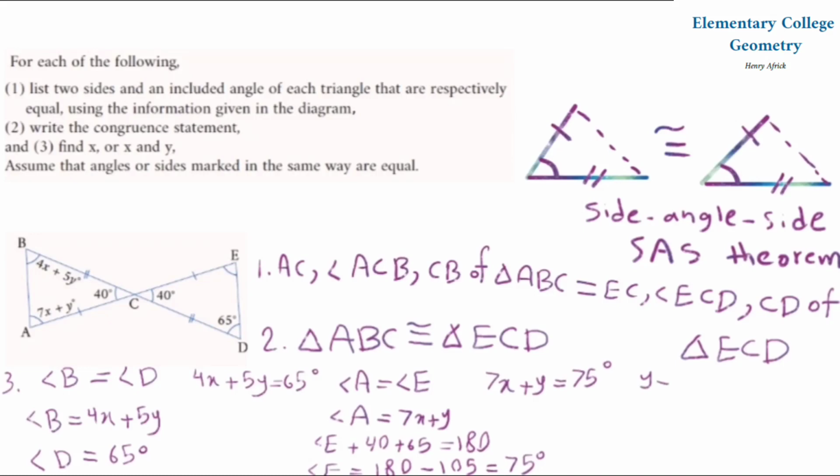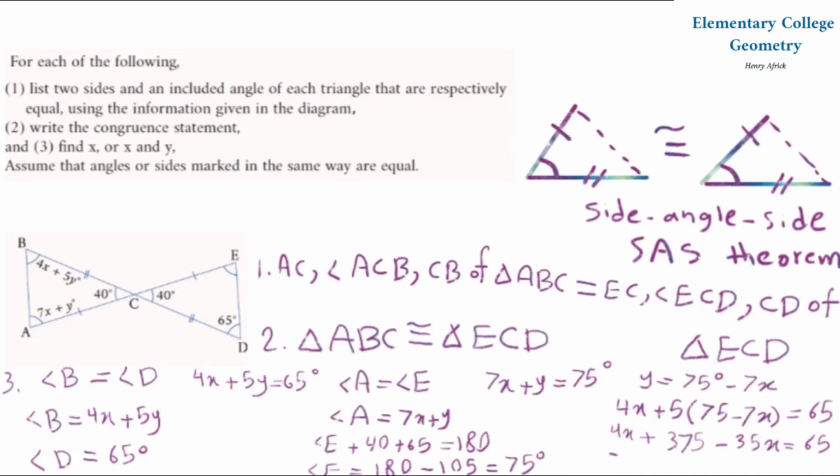So y equals 75 degrees minus 7x, and we substitute this formula into the first formula. So 4x plus 5 times (75 minus 7x) equals 65. So 4x plus 5 times 75, 375, minus 5 times 7x, 35x, equals 65.